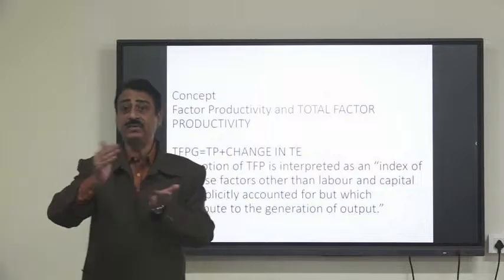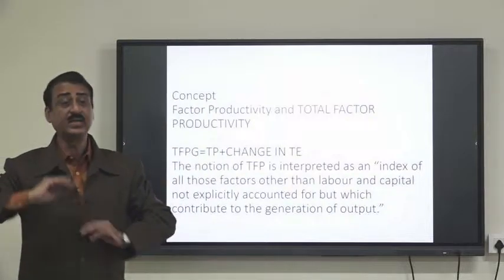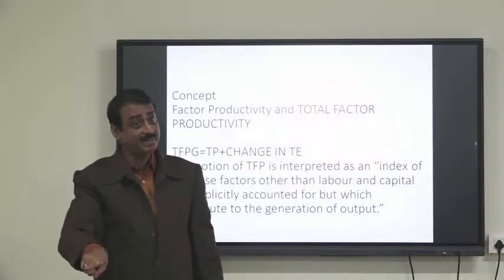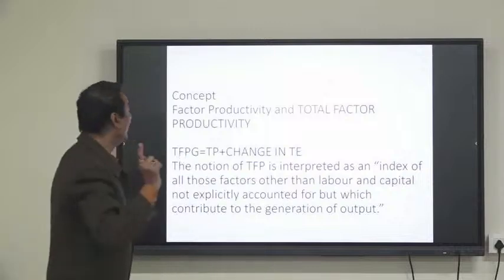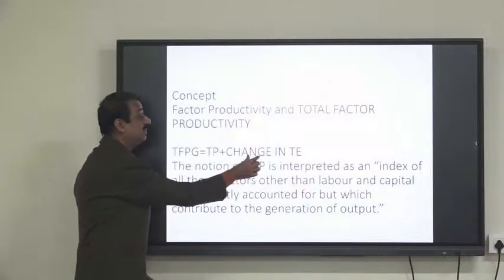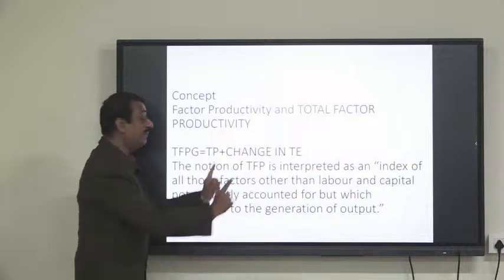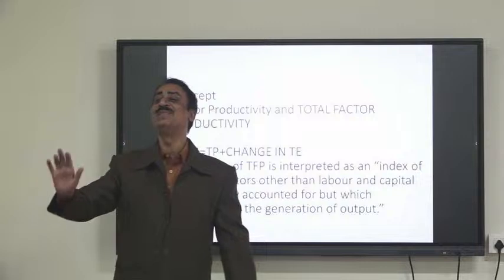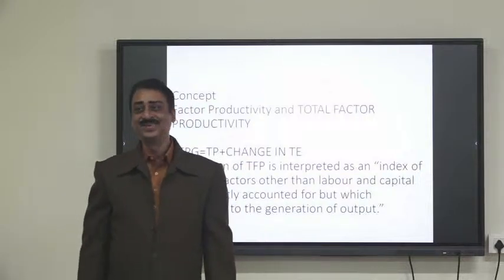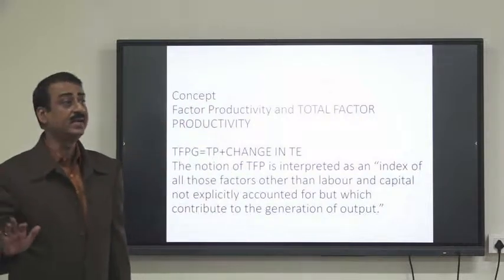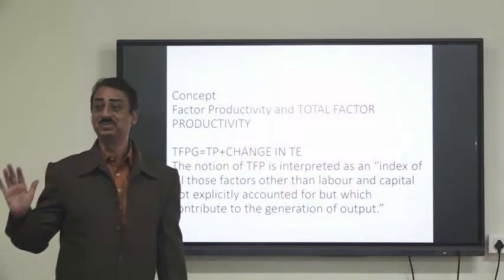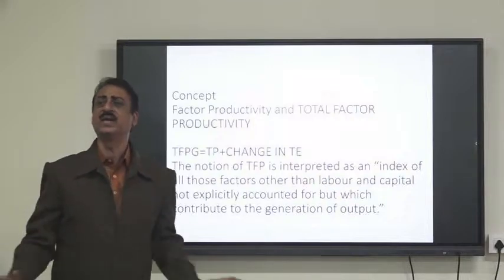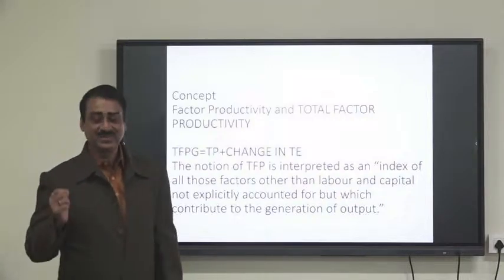Change in technical efficiency: with the old technology, I was 80% efficient. With the new technology, maybe I am 70% efficient. So that means efficiency has come down from 80% to 70%. So this quantity can be positive, but this quantity can be negative. And if the negative quantity is greater than the positive quantity, total factor productivity growth can be negative also. So, not necessarily is total factor productivity growth always going to be positive. It can be zero, it can be extremely sluggish, it can be negative also. And that is what the problem is.